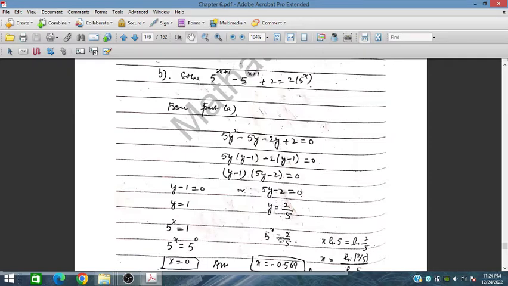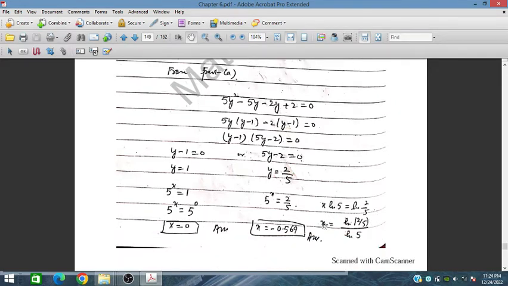On the other side we have 5 power x equals 2 upon 5, and taking log on both sides, x ln 5 equals ln 2 upon 5. So x equals ln(2/5) divided by ln 5. On resolving we obtain this solution. So this is the answer. We have two solutions: one is x equal to 0 and the other is x equal to minus 0.569, or minus 0.57.